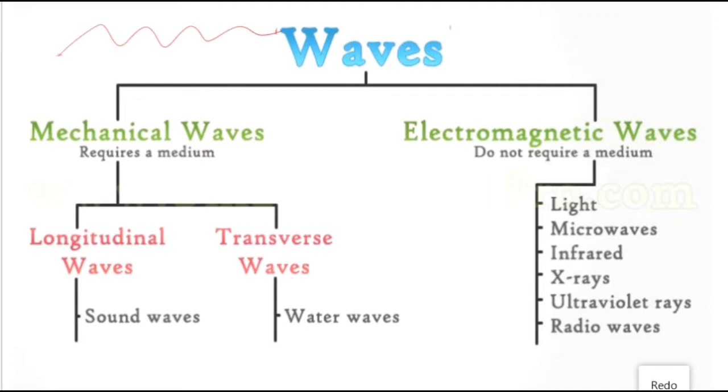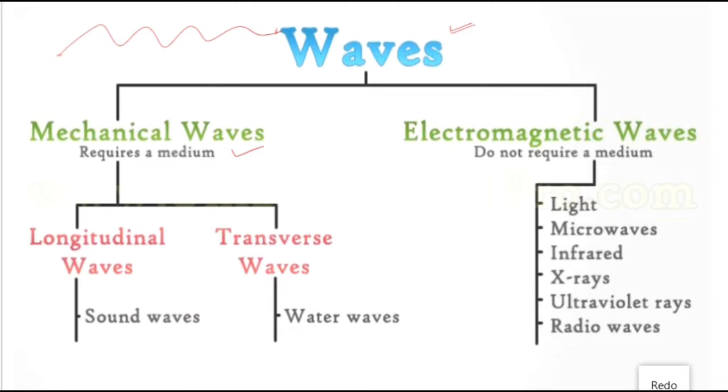So here comes our next topic. We must know what are waves, what are the various types of waves, and what type of wave is a sound wave. Alright. So waves are broadly classified into two major categories, that is mechanical waves and non-mechanical waves, which are also called electromagnetic waves. Now, the mechanical waves are the waves which require a medium to travel. They cannot travel through vacuum.